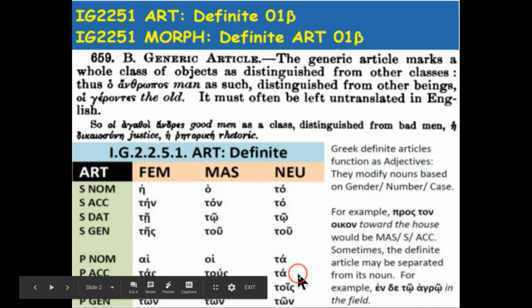Be very careful because the neuter is the same in the plural nominative and singular accusative, and the plural nominative and plural accusative. So be careful that you check the grammar so you don't end up with the sexy distractor.